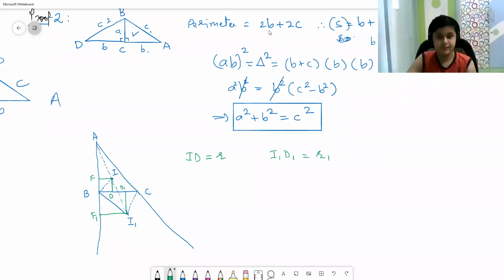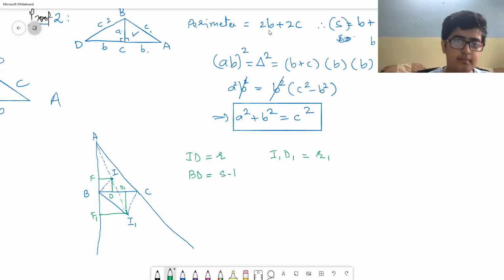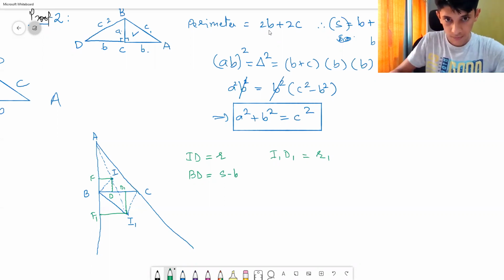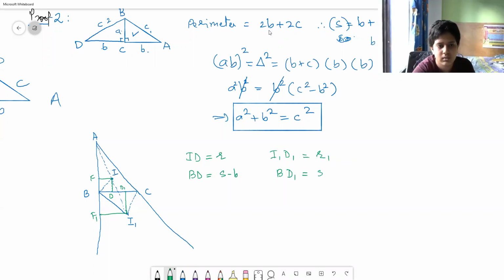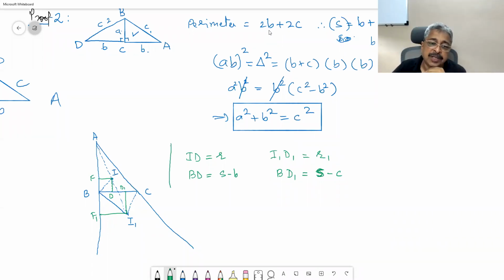R. How much is BD? I want to check once whether you all remember these distances well. S minus b. And how much is the distance BD1? S minus c. Okay.